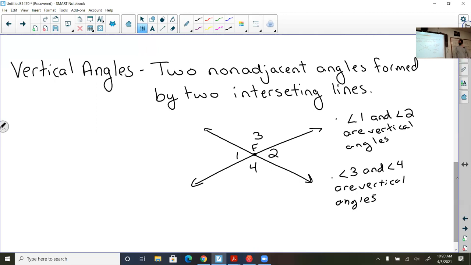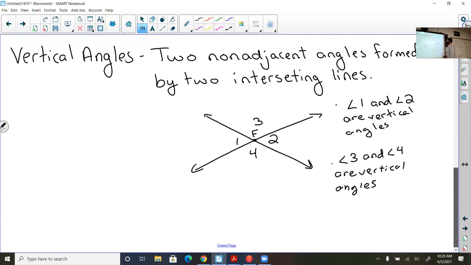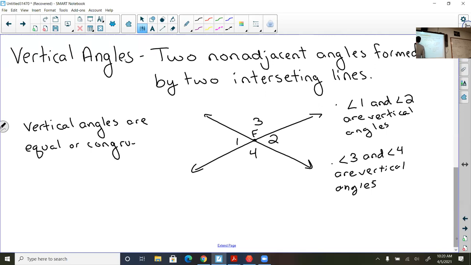What's unique about vertical angles? They're always equal. They always are the same exact value. Right there, vertical angles are equal, or a better word, they are congruent. So congruency means that it is equal.